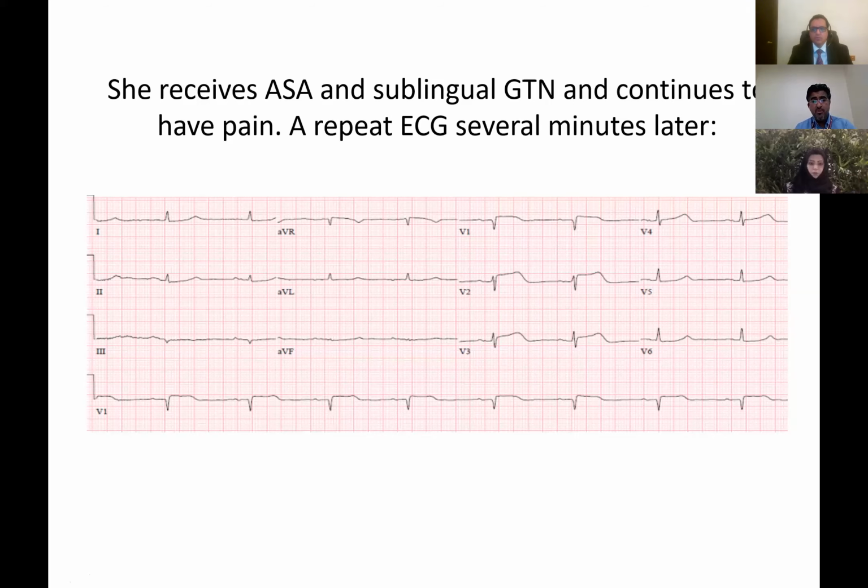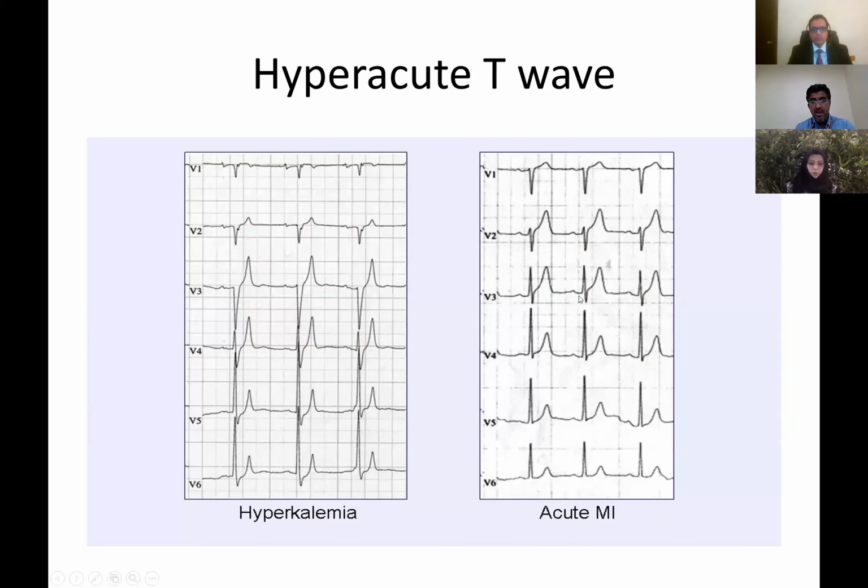So just to show you the difference between hyperkalemia and acute MI, what's the difference between them? Usually in hyperkalemia, the T wave has a very narrow tip, and the base of the T wave is small in comparison to acute MI, where they have a very broad base of the T wave, and their tip is not as narrow as in hyperkalemia. I mean, it's not always.